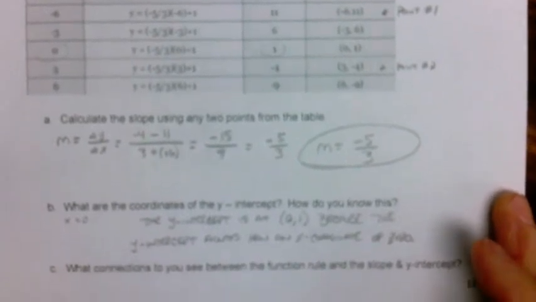All right, well, letter C asks, what connection do you see between the function rule and the slope and the y-intercept? Okay, well, the function rule we can see right here. The function rule said y equals negative 5 thirds x plus 1. Okay, and looking at this example right here, well, the slope was negative 5 thirds. And so that's what I see right here. All right, what connection do I see between the function rule and the slope?